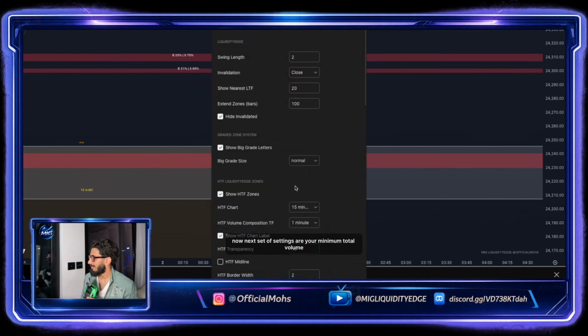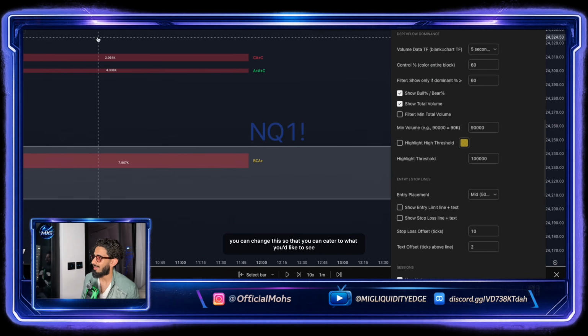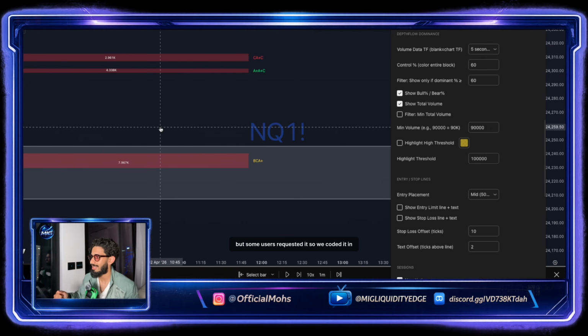Now, next set of settings are your minimum total volume. You can change this so that you can cater to what you'd like to see. I keep that off, but some users requested it, so we coded it in.